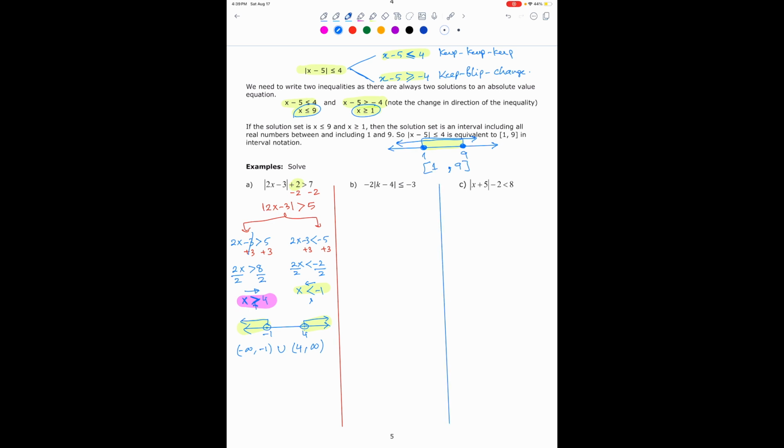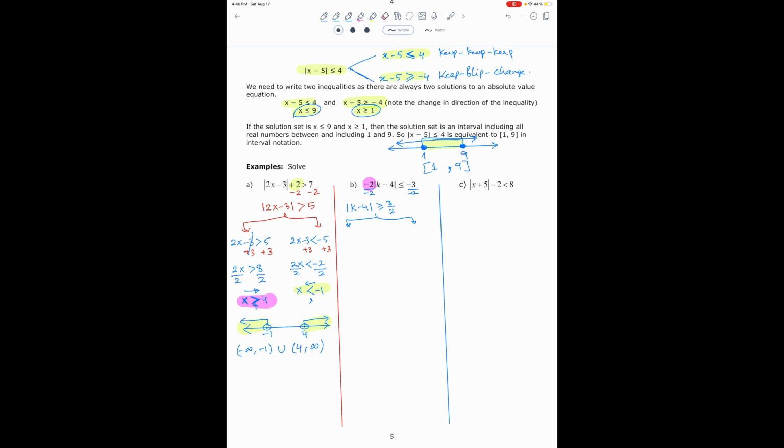The next one. So notice here how we have negative 2 multiplied. We need to divide both sides by negative 2 first, and then we can split. Notice how we're dividing by a negative number, which means you're going to flip the inequality sign. So if you divide here by negative 2, here by negative 2, you end up with k minus 4 is greater than or equal to negative divided by negative is positive, so it's going to end up with 3 over 2. Now you're going to flip it into 2.